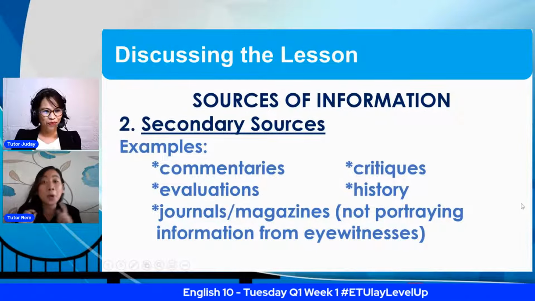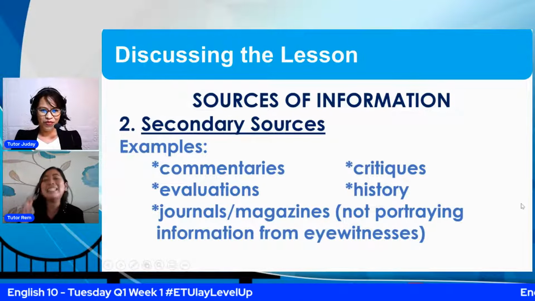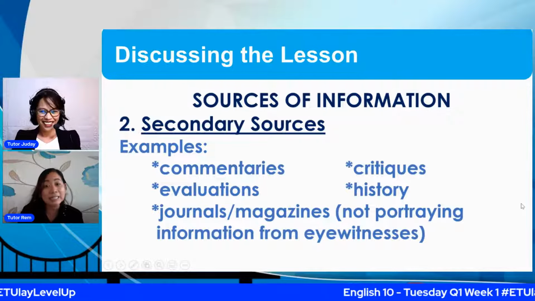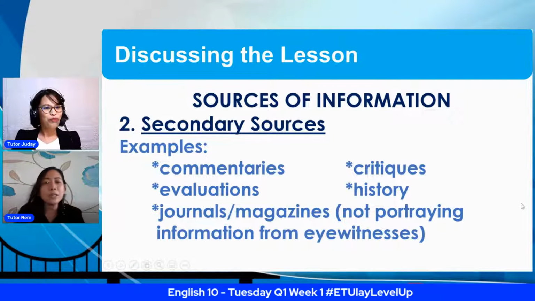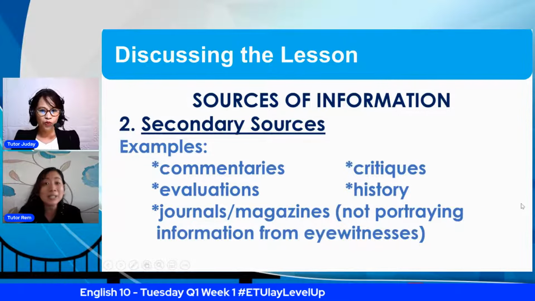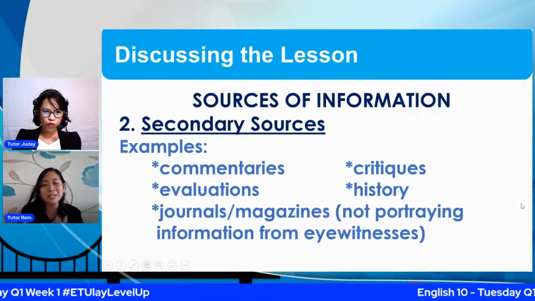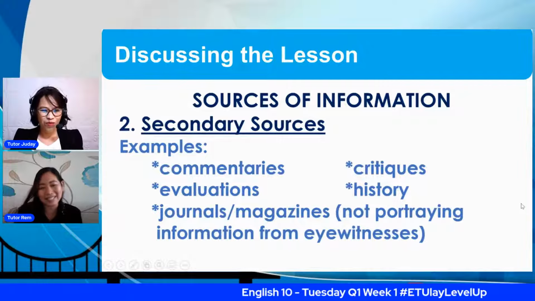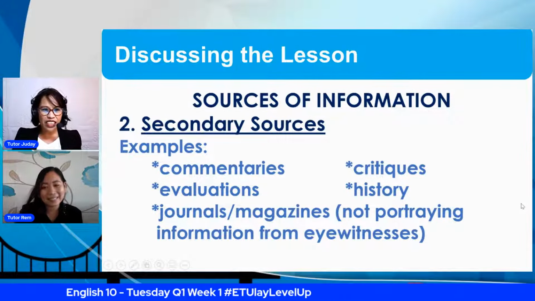And let's move to the examples of these sources. First, we have commentaries. Second is evaluations. Journals or magazines not portraying information from eyewitnesses. Remember that. We also have critics and history. You have your books with you that talk about history that fall under the secondary sources. That's a very good treasure.